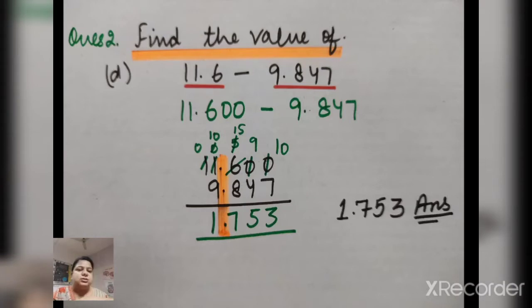So 11.6 can be written as 11.600. We have converted it into thousandths place, because in the second number we have 0.847, which is still thousandth place. So now again you will set the decimals, and again decimal below the decimal you have to set like this, you can check, and then you have to do the usual subtraction and you will get 1.753. Now just check, there were no units in the question, so we have not put any units in the answer as well, right?